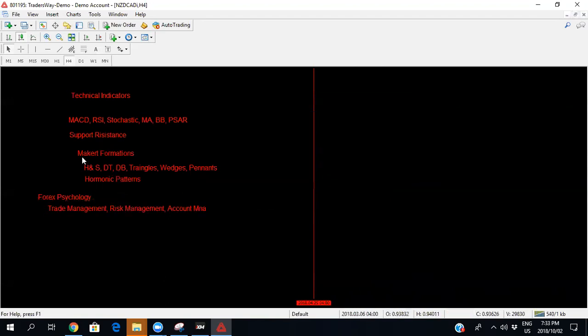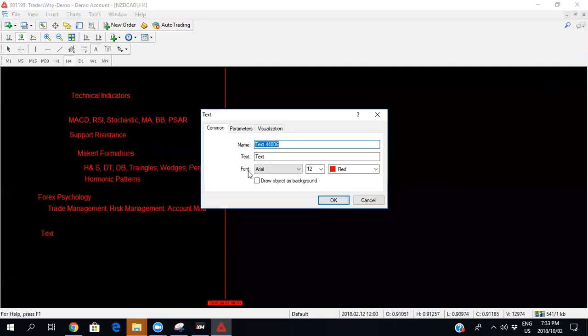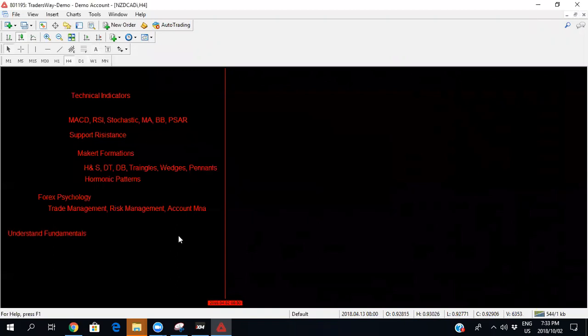So once you've mastered all of these, trading shouldn't be difficult for you. To tell you guys the truth, trading shouldn't be difficult for you. One last thing that I can throw in here is that, remember, you need to understand fundamentals. These are your market news, which influence any pair which is directly correlated. So you need to understand these ones.